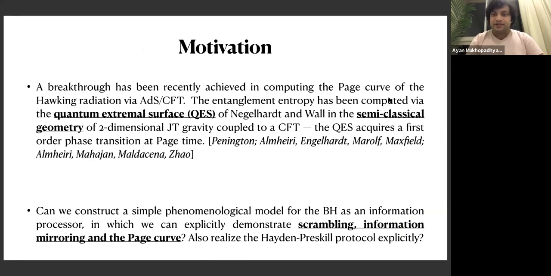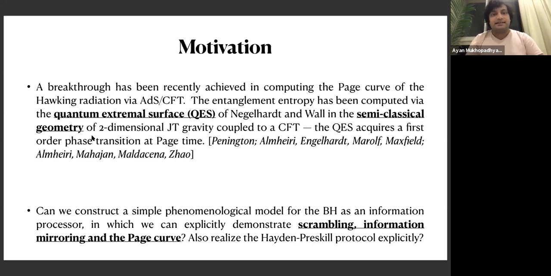And essentially we were inspired by this recent progress where the Page curve has been explicitly computed for Hawking radiation via AdS/CFT. In this case, the entanglement entropy of the Hawking radiation has been computed using something called the quantum extremal surface, which is essentially the Ryu-Takayanagi surface with appropriate quantum corrections. And this has been computed in the semi-classical geometry, which is actually the same geometry which Hawking would like to use in his computation.